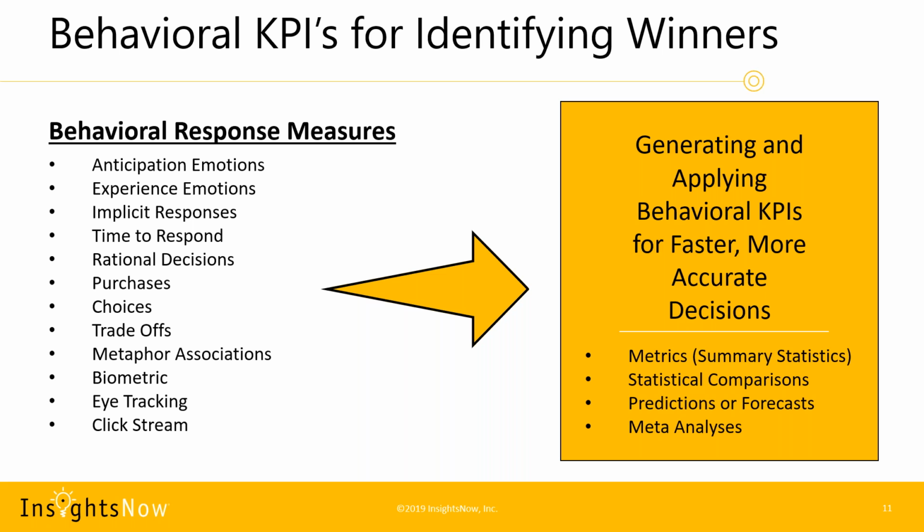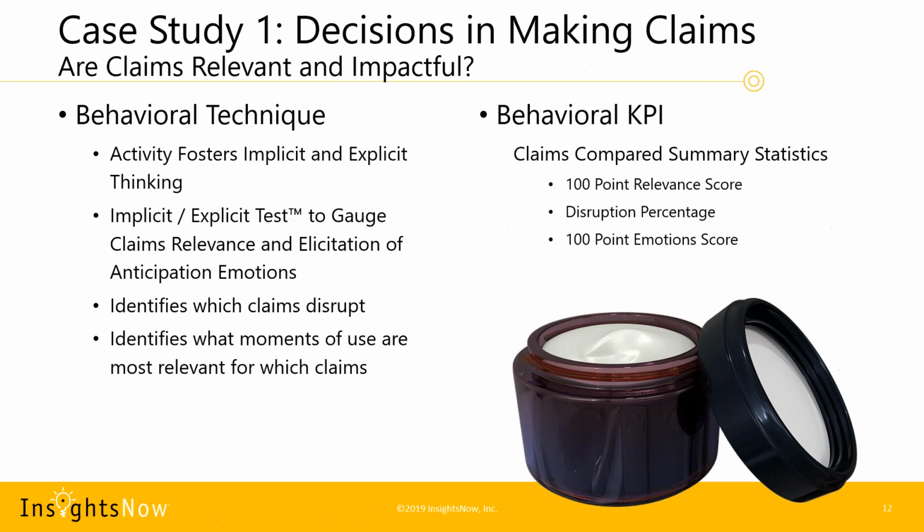So you can break down any of those response measures into either summary statistics, statistical comparisons, or hurdle rates of some type, predictions or forecasts, or a meta-analysis based approach where you have to have integration of information. Okay. So behavioral KPIs, fairly fluid, and you have a lot of options there. You simply need to take the time for your particular situation to look at what will work.